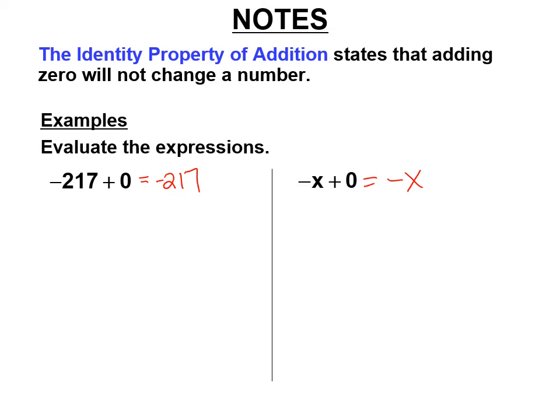So we have three properties. Two start with I. Identity, you add 0, the number stays the same. Inverse, right, you add opposites, you get 0 as an answer. The 0 is over here as the answer.